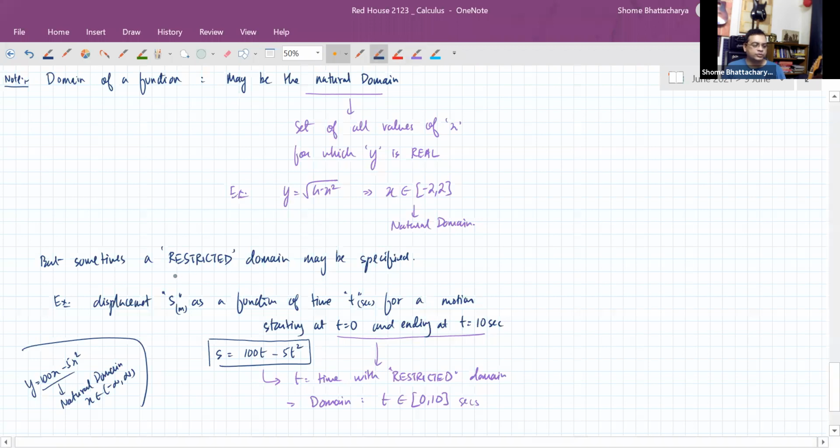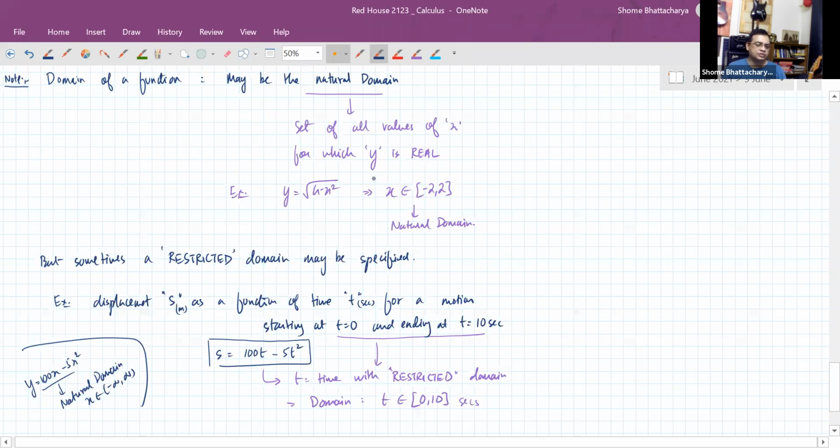But first of all, you understand that we can talk about two types of domain. If nothing is specified about the domain in the question itself or in the specification of the function, like in this example where I've just given you the function, there was no condition given on the domain specifically, then we have to take the natural domain of the function. So what is the natural domain of the function?